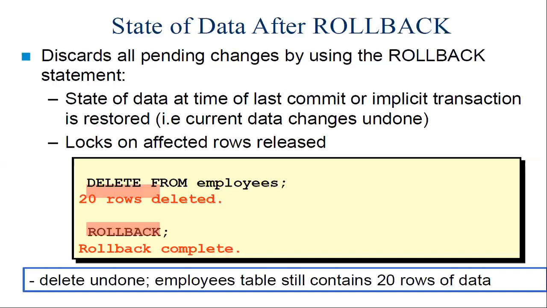So after the commit, the last commit, or after the implicit transaction, the modifications or changes done during the transaction will be cancelled. Locks on affected rows are released. The rows affected by this command will be released because it is actually rolled back, so that the other data items can be released.